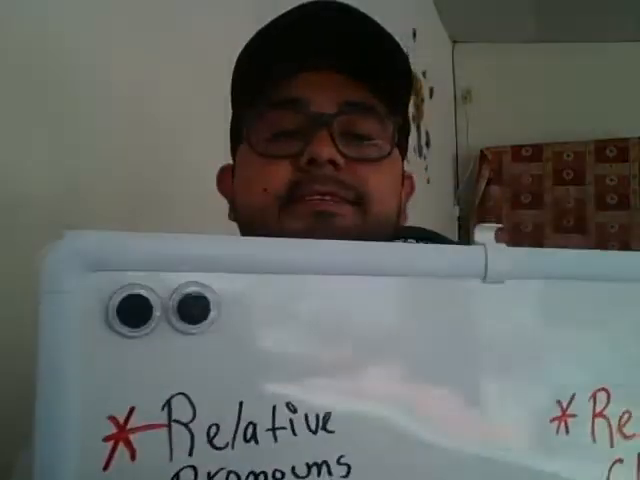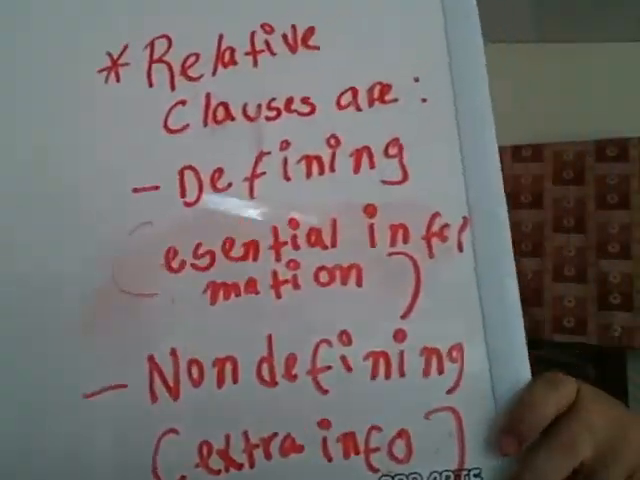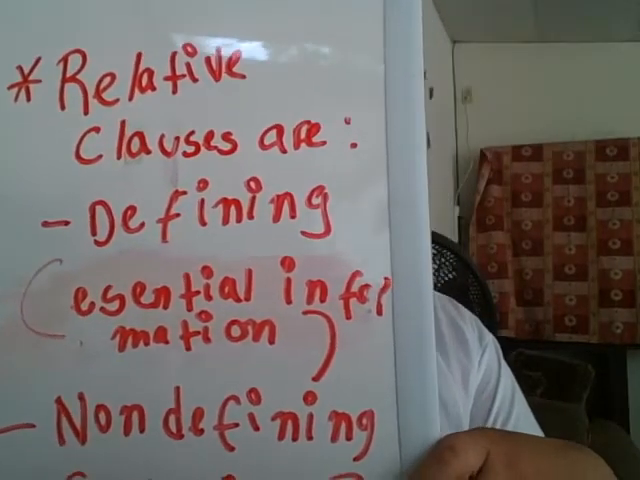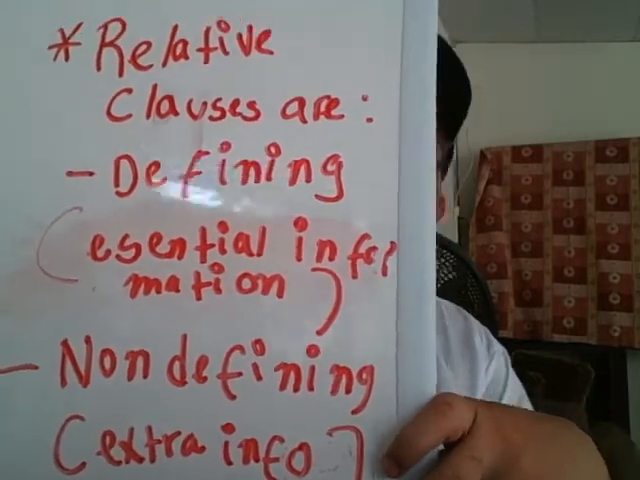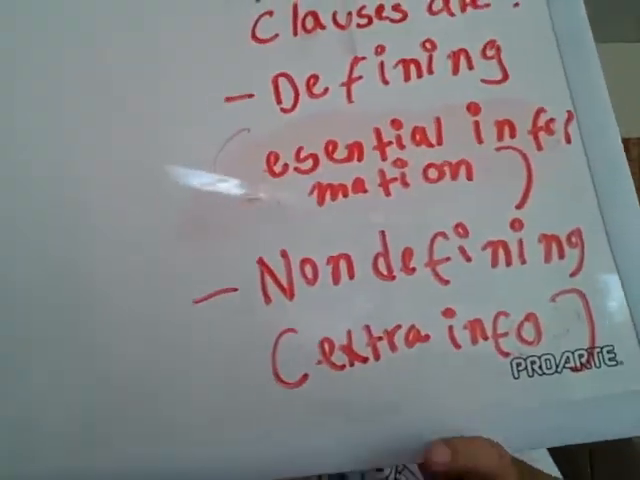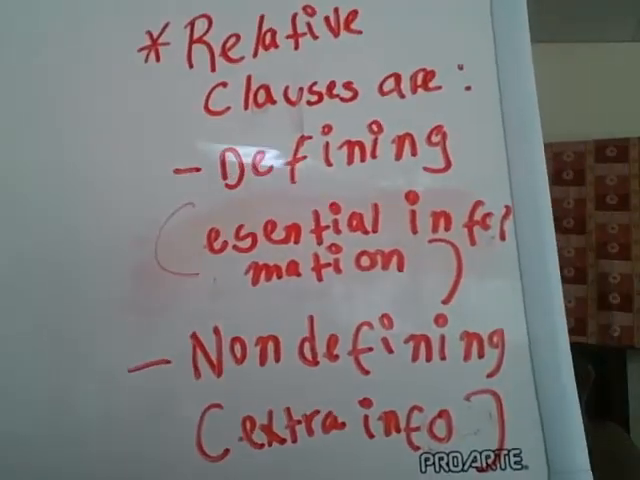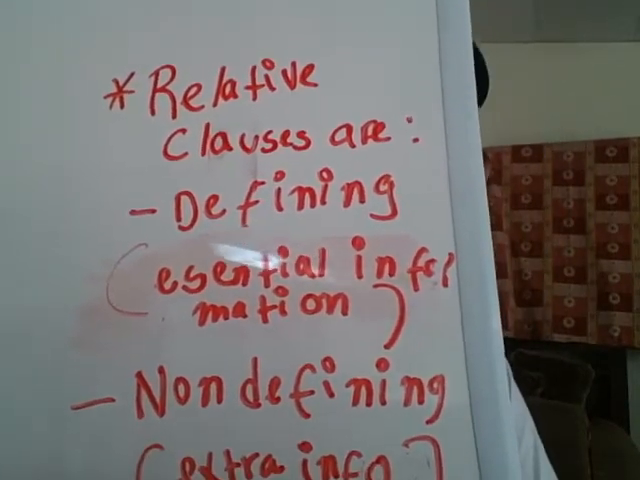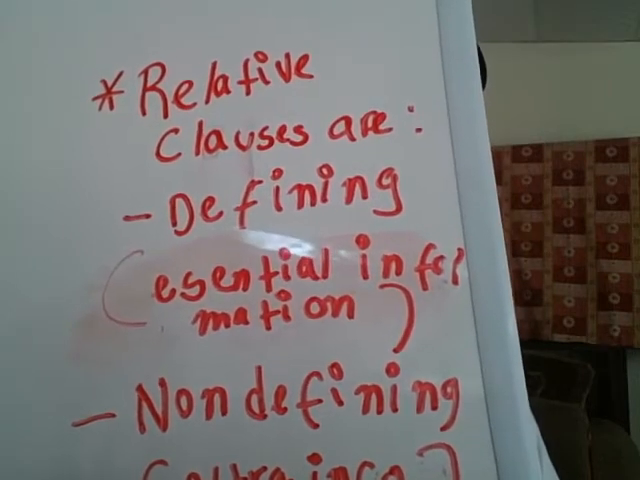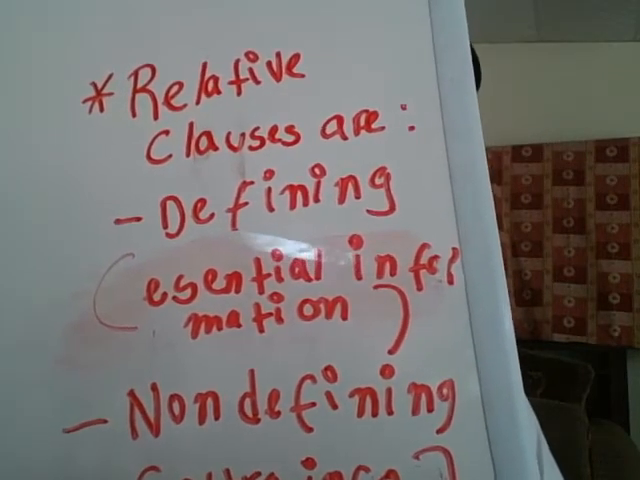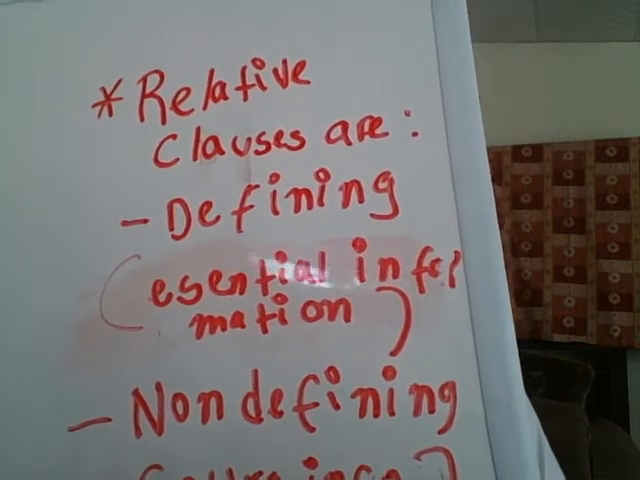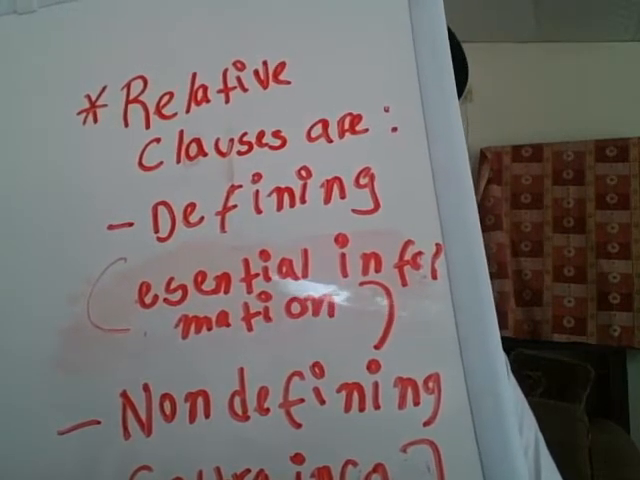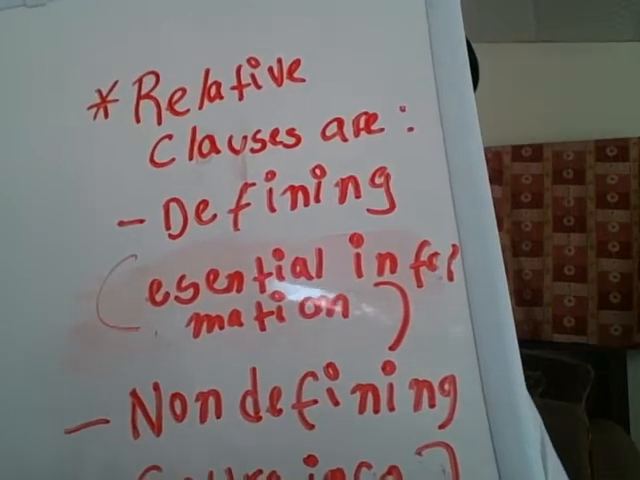Now, the classification of relative clauses are two. Defining clauses, can you see? I guess so, right? Yes, you can. Defining clauses and non-defining clauses. In a defining clause, you say essential information that is useful, okay? And in non-defining clauses, you should say extra information that is not considered essential.